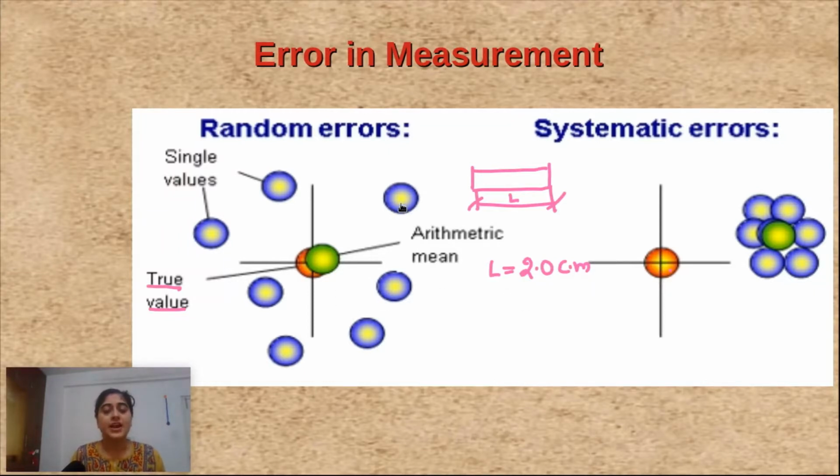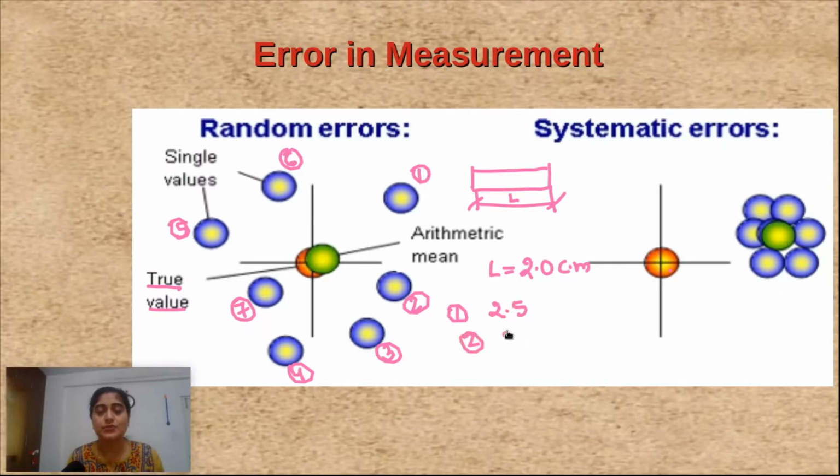After measuring, we are getting this type of random value. How can we present this? Suppose this is 1, 2, 3, up to 7. For 1 you are getting suppose 2.5, for 2 you are getting 2.3, for 3 you are getting 2.1, and for 4 you are getting 1.5, like that. This type of error is happening, so this is called a random error.